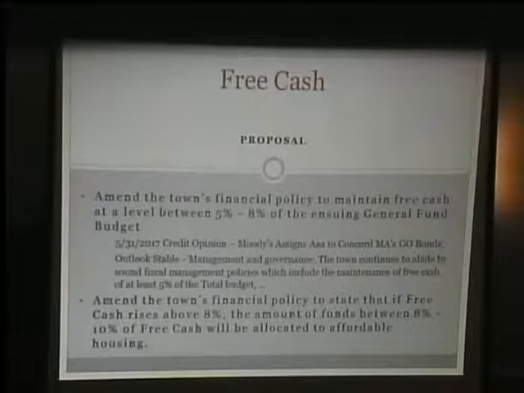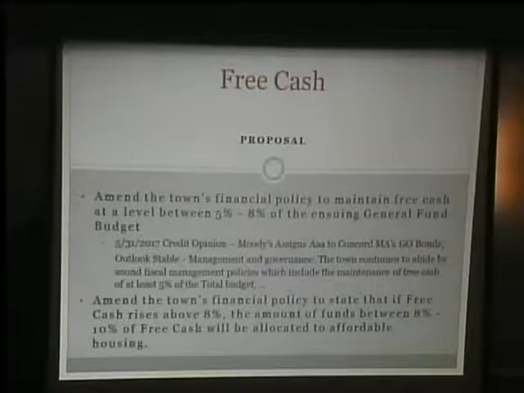This is what Moody's, just over a year ago, said. Moody's is a credit rating agency. They rate bonds, they rate other things. And they issued a credit opinion on the 31st of 2017, reaffirming Concord's AAA rating, which is the best rating a municipal entity can get. And they also gave us an outlook of stable.